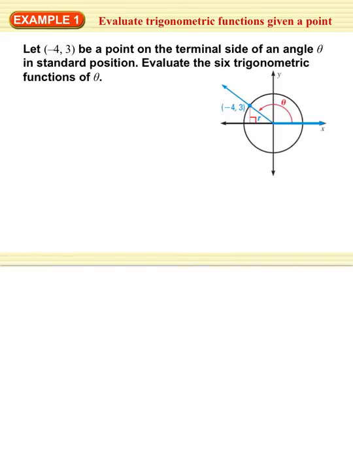So let's try an example. Let (-4, 3) be a point on the terminal side of an angle theta in standard position. Evaluate the 6 trig functions of theta. So as usual, I'm going to draw this. x is negative 4, y is positive 3. Here is theta. I've got a right angle. So this is x, I'm at negative 4, y is positive 3, and we can find out r.